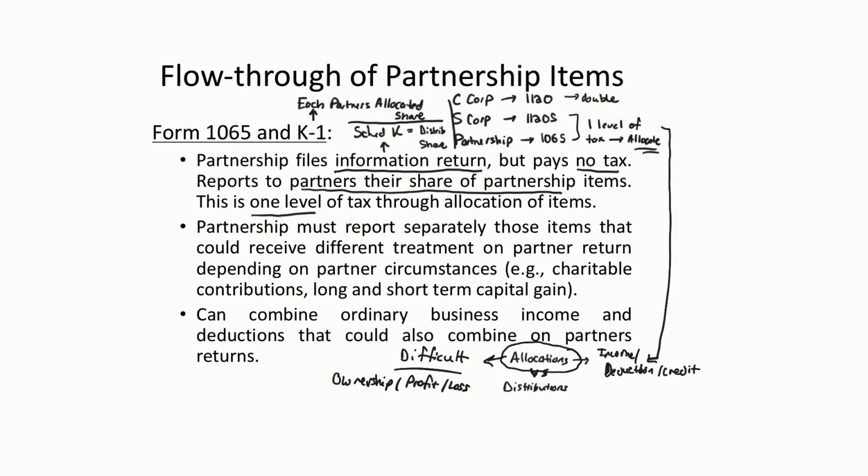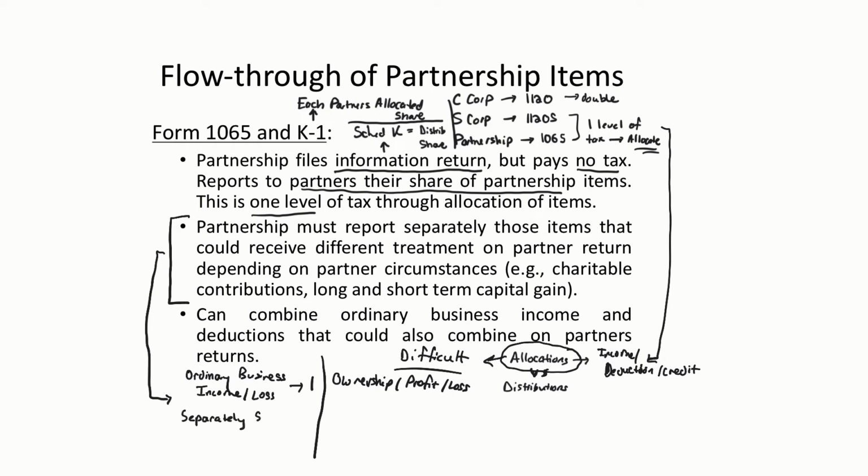So another topic, the 1065, again, is informational. The Schedule K. We've got ordinary business income or loss, which is line 1 of the K1 that goes to the owners. Okay? We also have what are known as separately stated items. Separately stated items. And these are all the other lines on the K1.